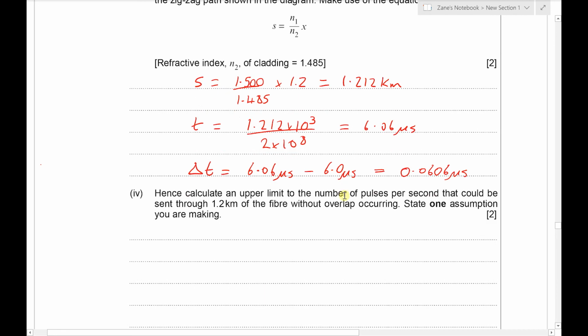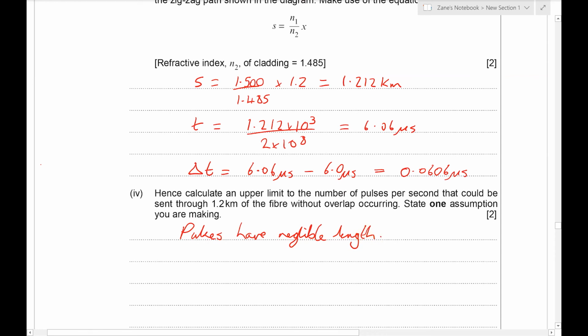Now next we've got to calculate an upper limit to the number of pulses per second that can be sent through 1.2 kilometers of the fibre without overlap occurring. And we've got to state one assumption that we're going to make. The assumption we're going to make is that the pulses have negligible length themselves. In other words, the time it takes to send the pulse is very, very tiny.